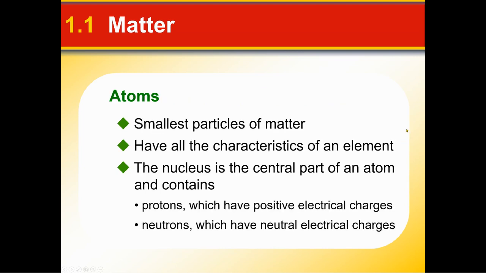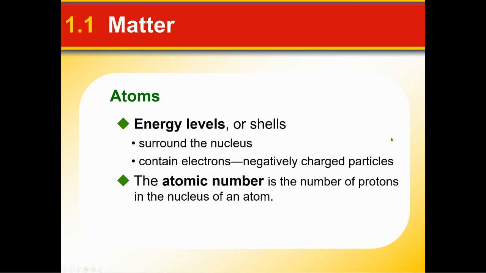Atoms are the smallest particle of matter. You should know that. They have the characteristics of the element: an atom of gold, an atom of hydrogen, an atom of silicon. They all have the properties of that matter, the characteristics of that element. The nucleus is the center part of the atom. You should know that also. It contains protons and neutrons. Protons are positive. Neutrons have no charge at all.